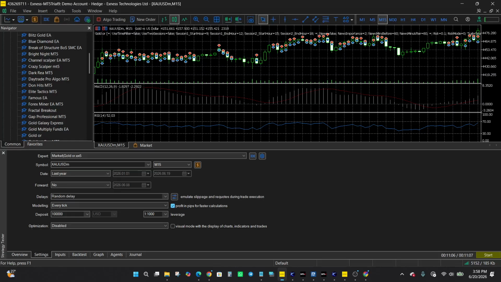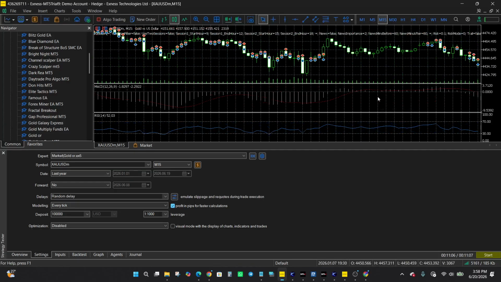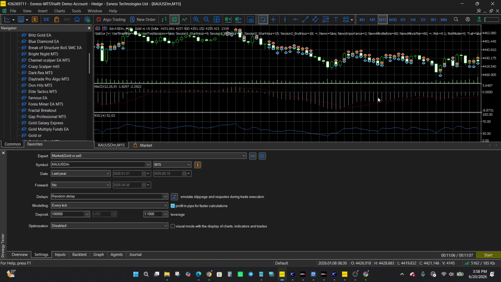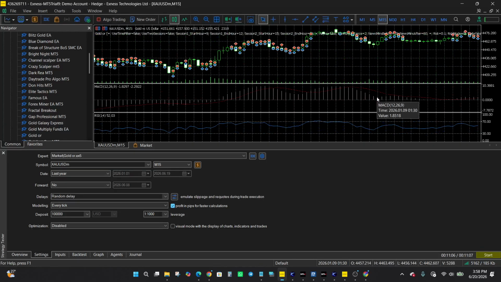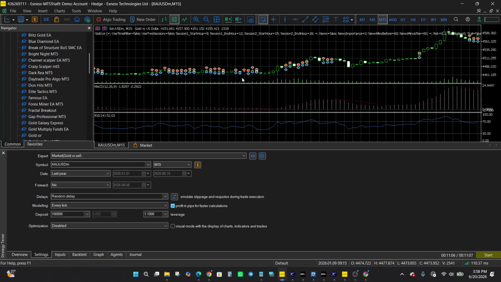So overall, the Gold Or EA for MT5 presents a clearly defined gold trading approach that combines a custom indicator with RSI, and you can see down here the MACD as well, for confirmation, while providing extensive risk management and trade management options. As always, you have to conduct your own testing and optimization before considering any live deployment.